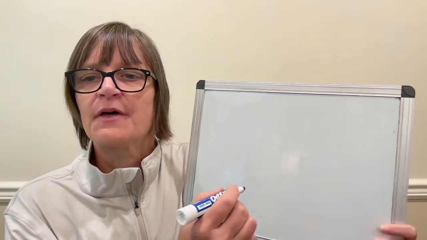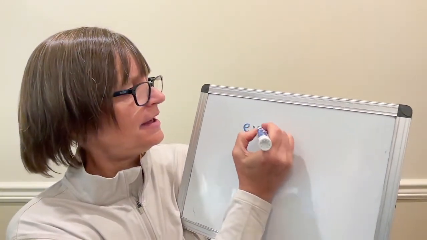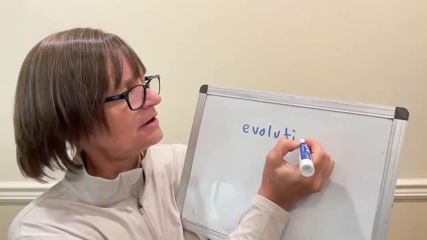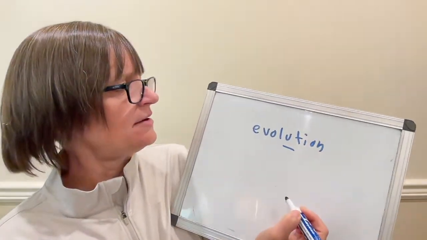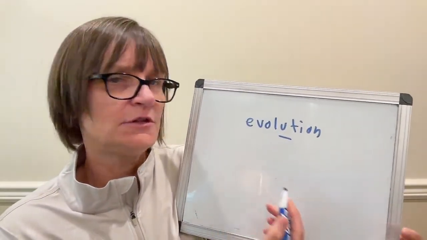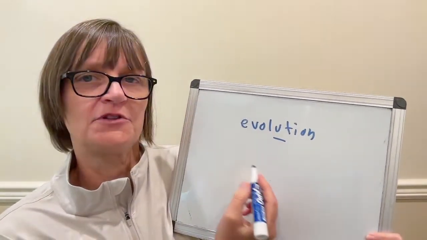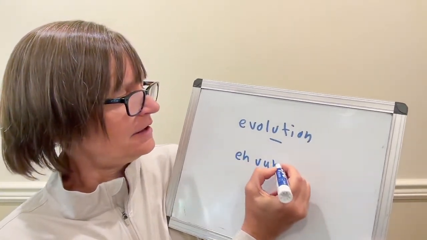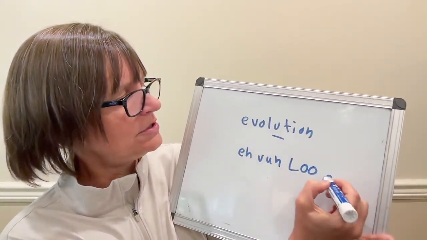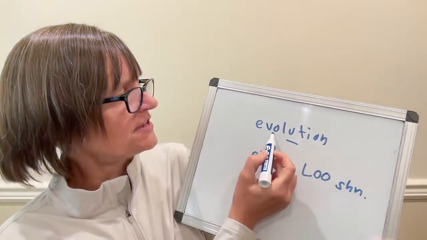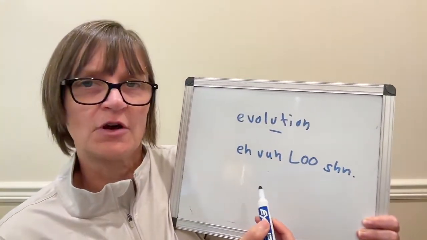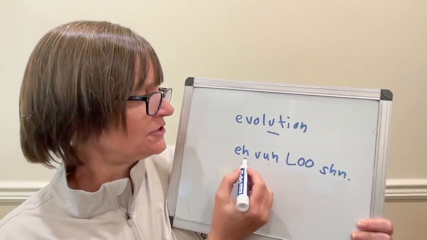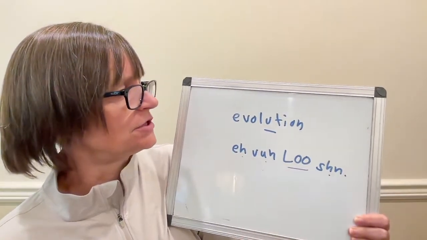Okay, great. We have a question about "evolution." So for evolution, our stress is on the oo sound. Some people will say "ee-volution." In American English, it's more typical to use an eh vowel here. So it sounds like "evolution." Notice how the O, we don't say a clear vowel there. It's a schwa. So evolution, evolution.